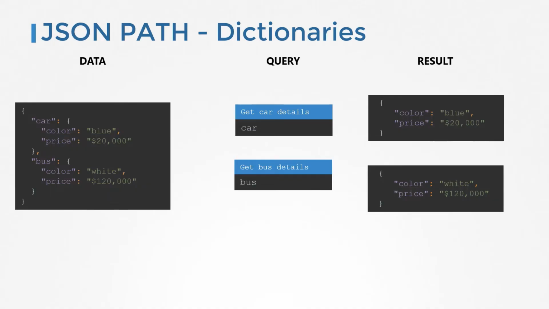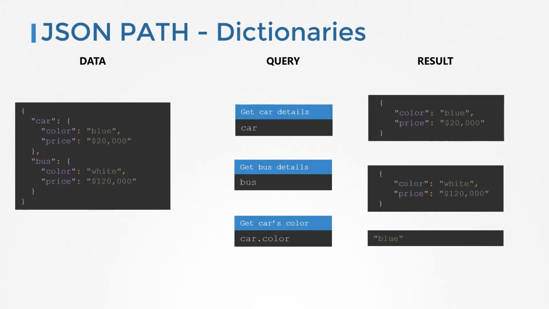What if you only want specific fields from within each of these? Say for example, the color of the car. Use the query car.color in that case. The dot notation in the query helps you select a particular field within a dictionary. Car is a dictionary and bus is another dictionary. To get the price of the bus, use the query bus.price.